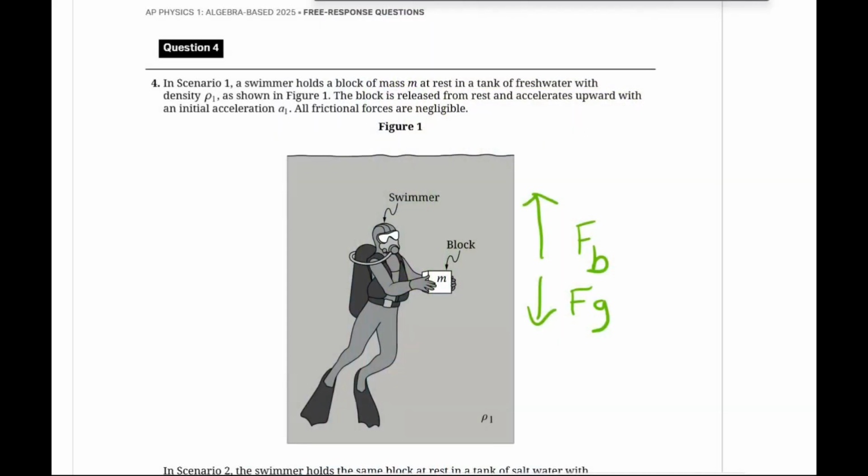All right, moving on to question 4. In scenario 1, a swimmer holds a block of mass M at rest in a tank of fresh water with a density rho 1. The block is released from rest and accelerates upward with an initial acceleration a1. All right, so basically what's happening here is, of course, a buoyant force type problem. We have an FB going upwards. I drew my vector slightly larger, and then we have an FG going down, and that's going to be accelerating upwards because our FB is greater than our FG.